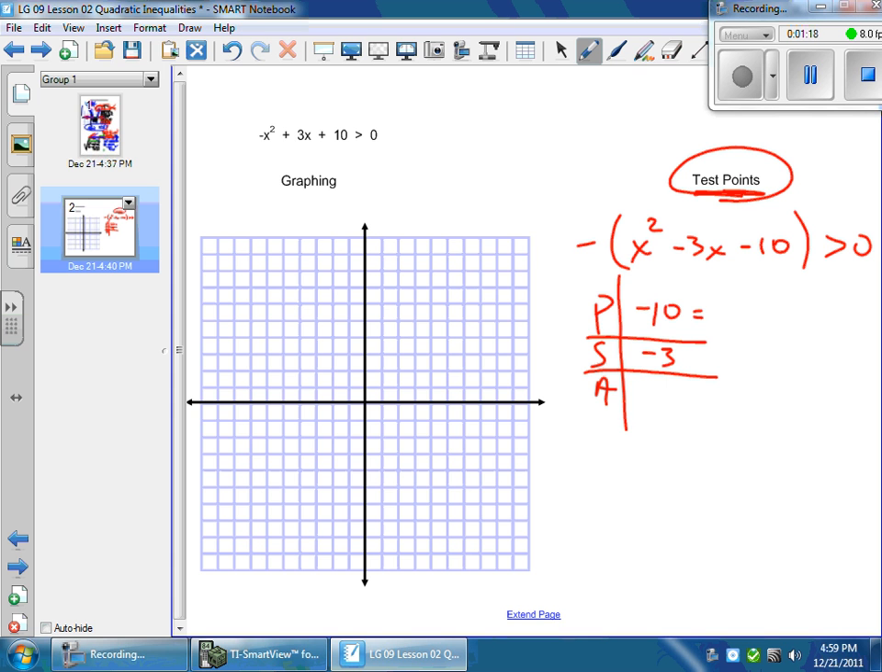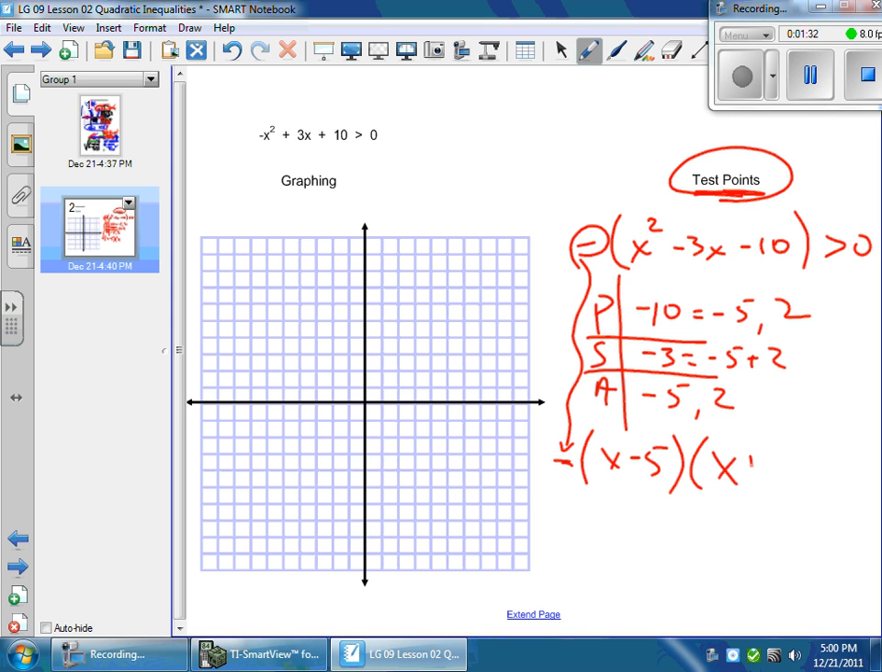Two numbers that multiply to minus 10 and add to minus 3 are minus 5 and positive 2. So this is minus, don't forget the minus that was out here, minus (x minus 5)(x plus 2). So what are your values for x? x could be equal to positive 5, or x could equal minus 2.